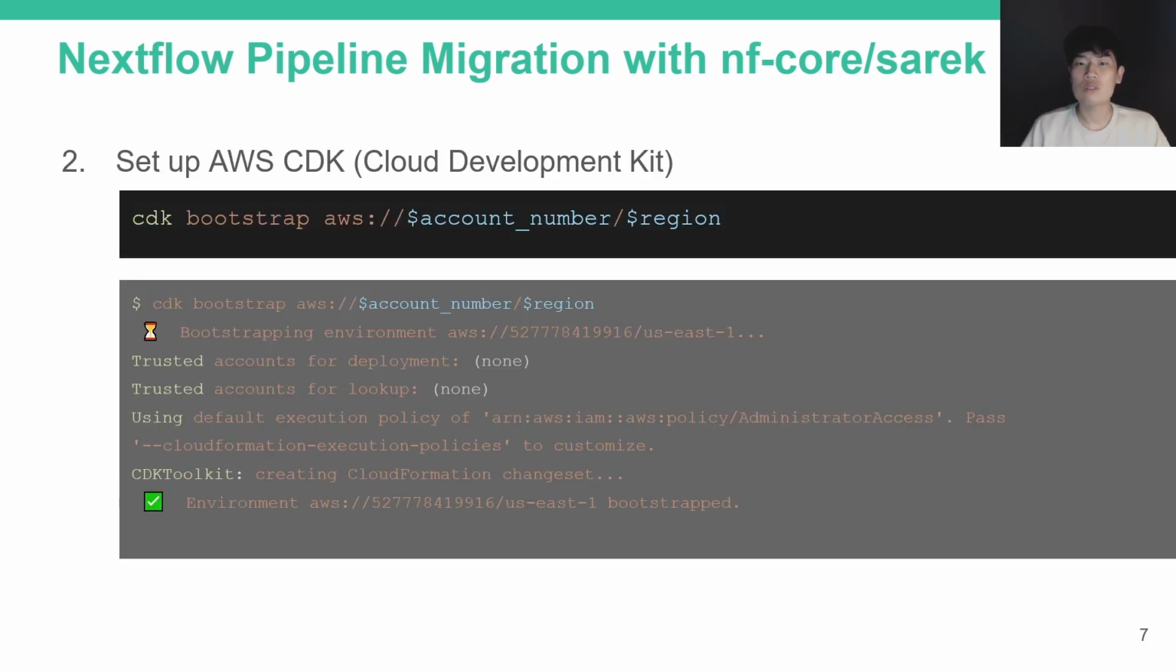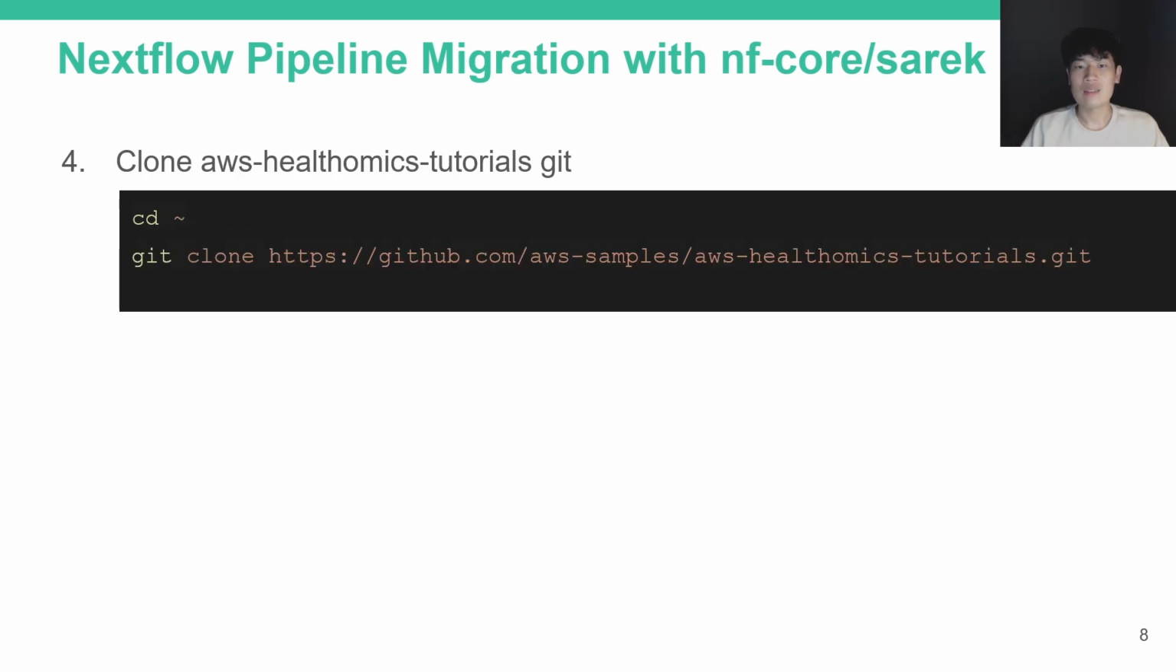Next, we will use the AWS CDK. This AWS CDK lets you automate building your AWS environment with code instead of manually clicking in the console. The CDK bootstrap command helps prepare the initial resources that the CDK needs for deployment. And now we're going to clone the AWS HealthOmics tutorial Git to the environment.